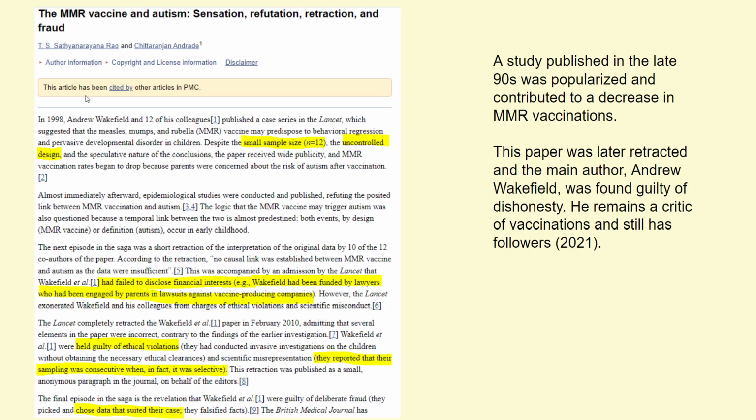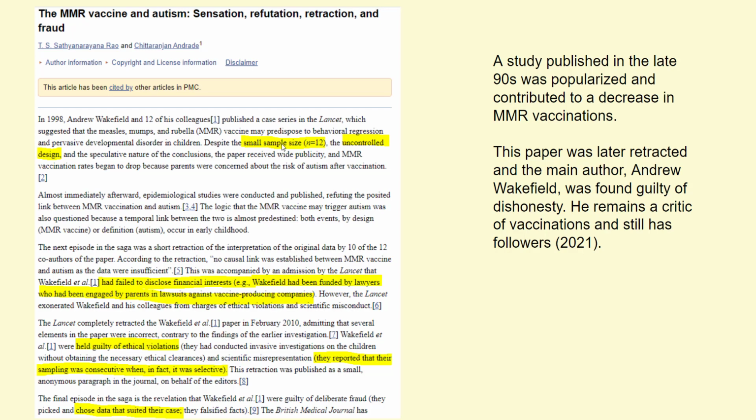So the main author here was Andrew Wakefield. There were 12 additional colleagues that were co-publishers or co-authors on this paper. The conclusions of this paper suggested that MMR vaccines lead to autism in children. This paper has been retracted, and the main author was found guilty of dishonesty. He still remains a critic of vaccinations to this day and still has followers as of 2021. So let's take a look at this study and some of the reasons why this paper was later retracted.